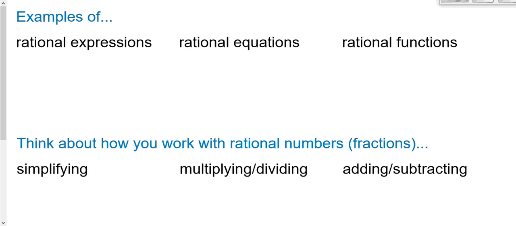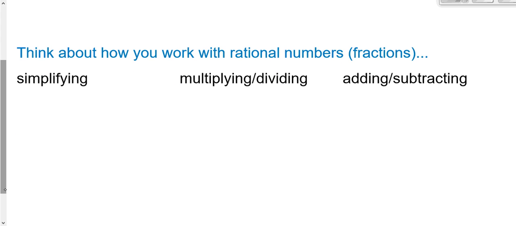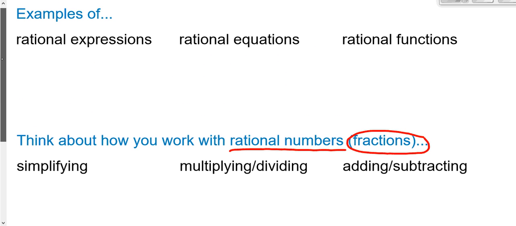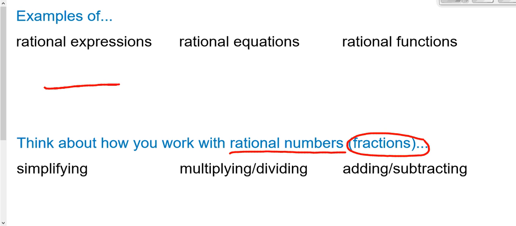So let's talk about what do we mean by rational expressions, rational equations, and rational functions. Well, think about rational numbers. We've talked about rational numbers before. Rational numbers are numbers that you can write as fractions of an integer over an integer. So rational expressions are also going to look like fractions, but they're going to be a polynomial over a polynomial. For example, x plus 1 over x squared minus 5. Polynomial expression over a polynomial expression.